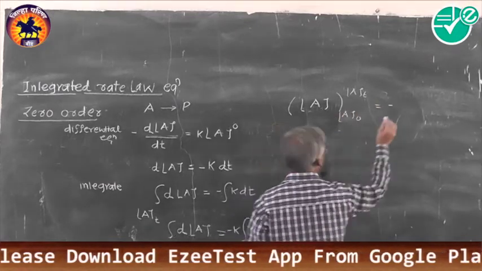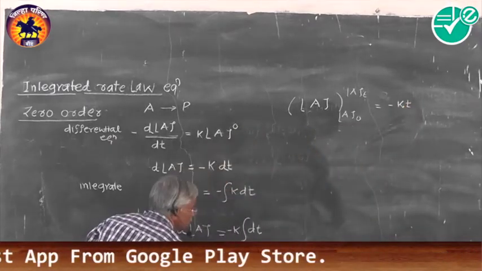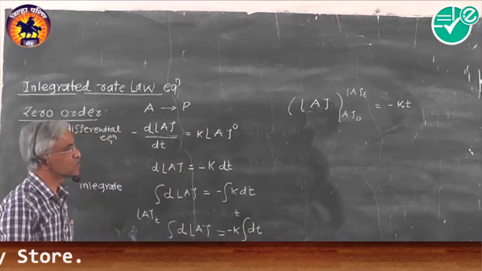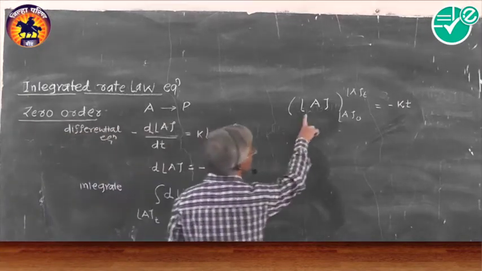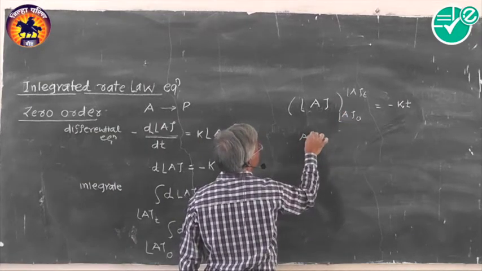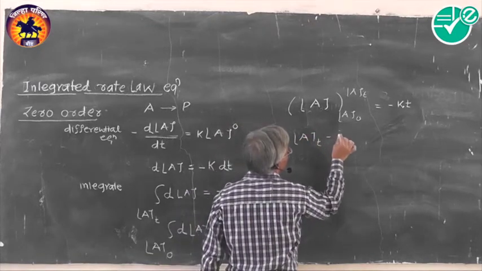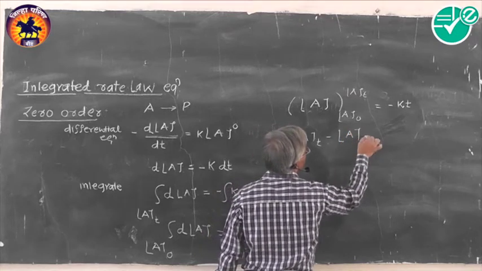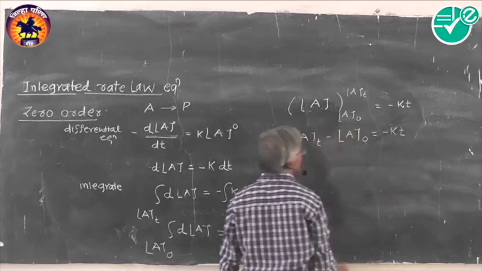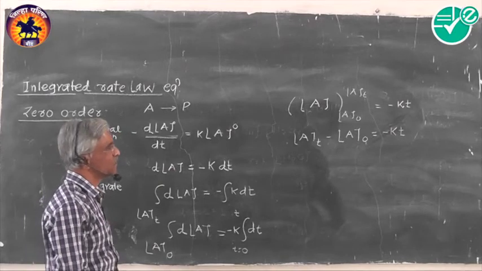minus k into t. The initial limit t equal to say 0 seconds, and finally some time t where we want to study. Now putting these limits of concentration, upper limit higher values to be placed first. So concentration at t, At, minus concentration initially will be equal to minus k into t. This is called an integrated rate law equation for zero order.